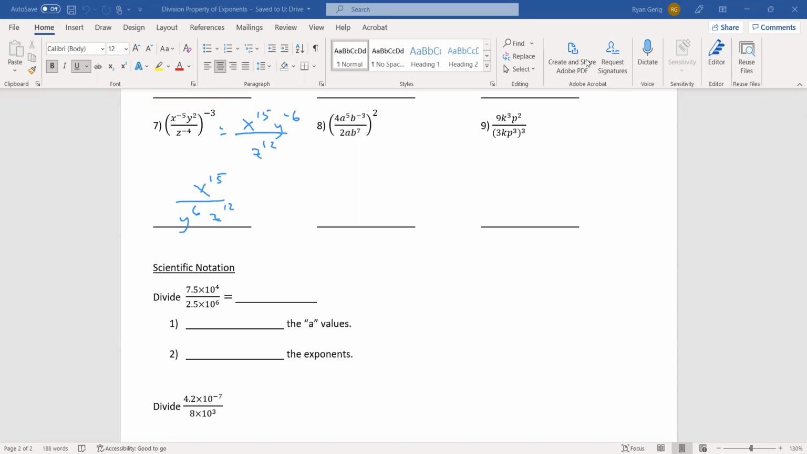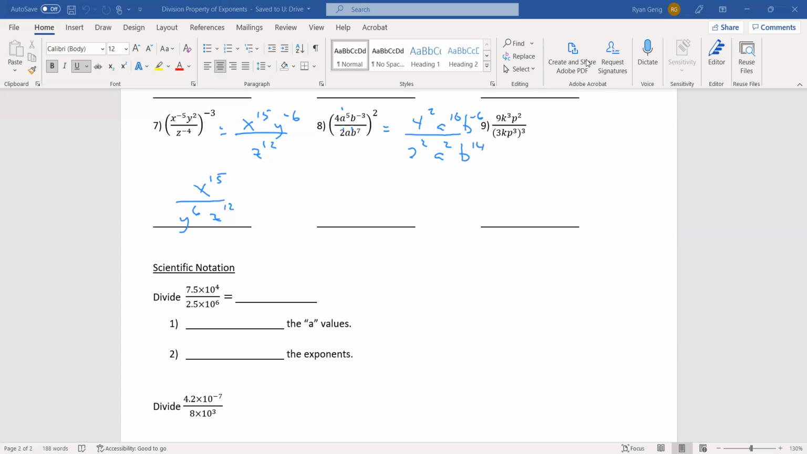All right, number 8. 4 needs an exponent. 2 needs an exponent. A needs an exponent. Okay, so here we go. 1 gets multiplied by 2, 5 gets multiplied by 2, and -3 gets multiplied by 2. On the bottom, 1 gets multiplied by 2, 1 gets multiplied by 2, and 7 gets multiplied by 2.